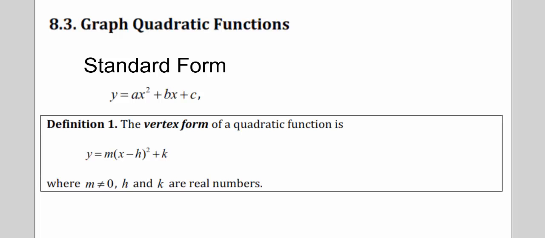Now the number on the outside, k, that's what moves the vertex up or down, and it's outside and it tells the truth. So if it was like a +5, that means we would go up 5.